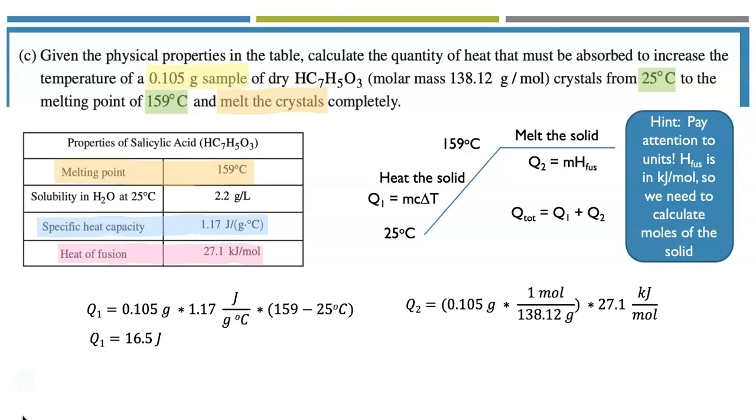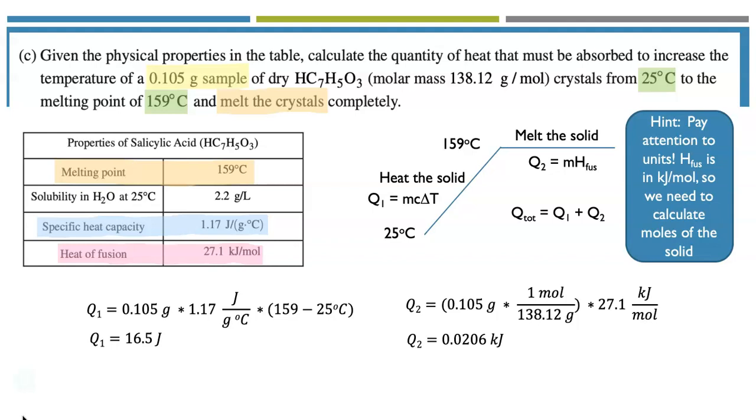So to calculate Q2, I'm going to calculate the moles of salicylic acid. So I'm going to take 0.105 grams and divide by the molar mass of salicylic acid, and then multiply by the heat of fusion. Now that is going to give me an answer in kilojoules with 3 sig figs.